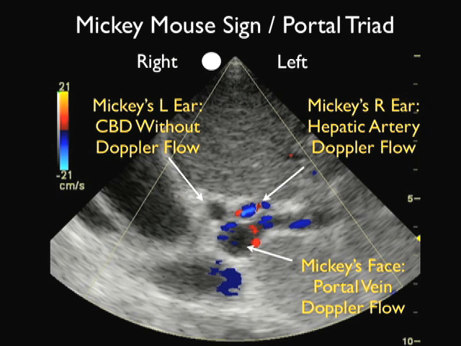And again, you can see Mickey's face, the portal vein, and the hepatic artery and common bile duct making up Mickey's ears.